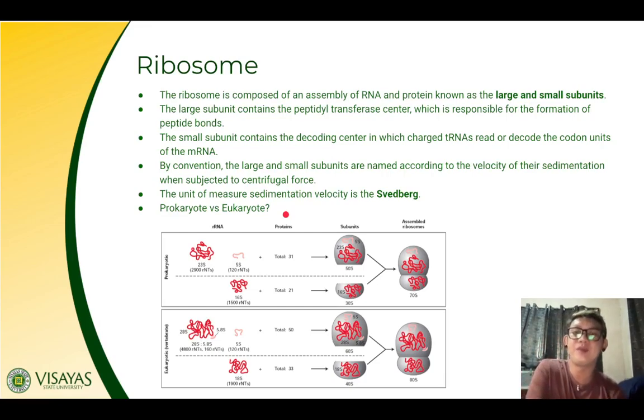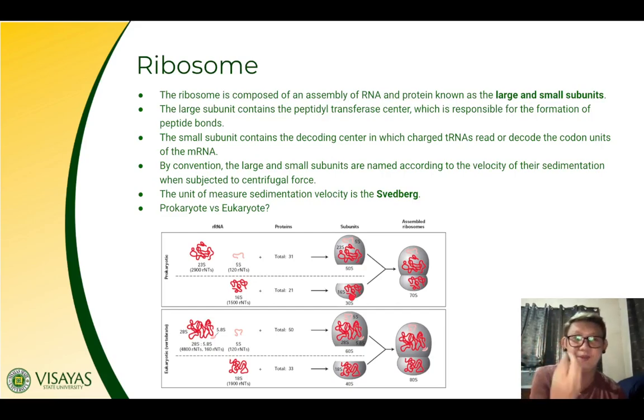The ribosome is composed of an assembly of RNA and protein known as the large and small subunits. The large subunit contains the peptidyl transferase center. This is the catalytic site where the formation of peptide bonds between the amino acids occurs. The small subunit contains the decoding center in which charged tRNAs read or decode the codon units of the mRNA. By convention, the large and small subunits are named according to the velocity of their sedimentation when they are centrifuged.